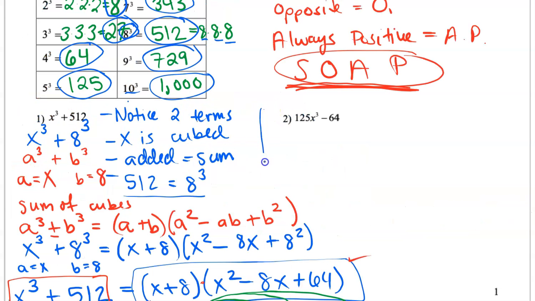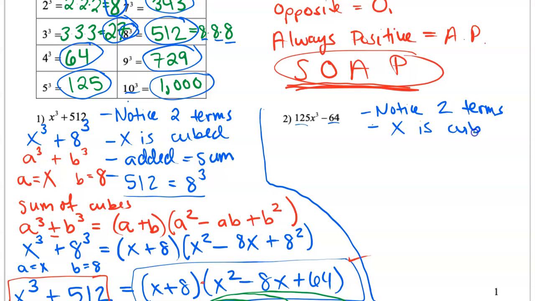Now let's try it again with number 2. Okay, so first we notice that there are two terms, because not all of our polynomials have only two. There's only two terms here, 1, 2. Second thing we notice, x is cubed. So that's a trigger. Maybe this is a difference of cubes, right? Third thing we notice is that it's subtracting.